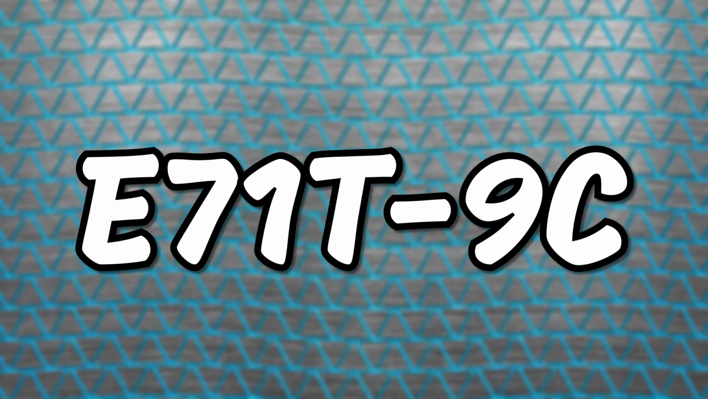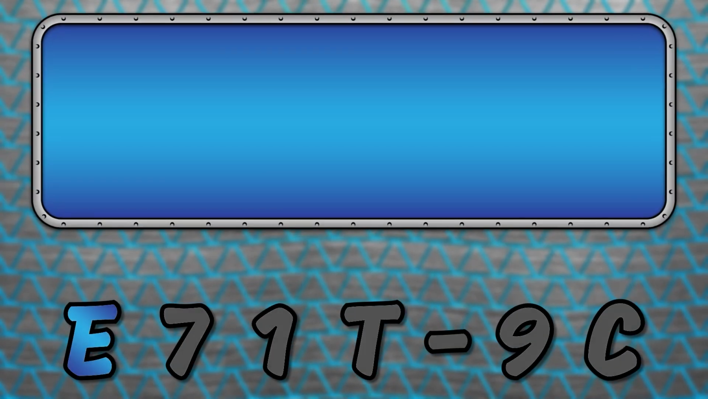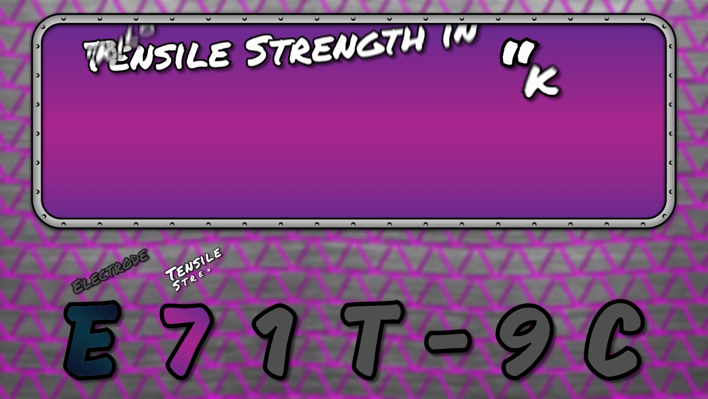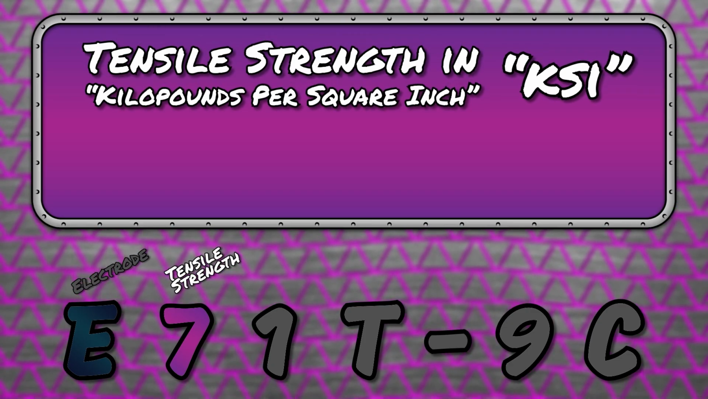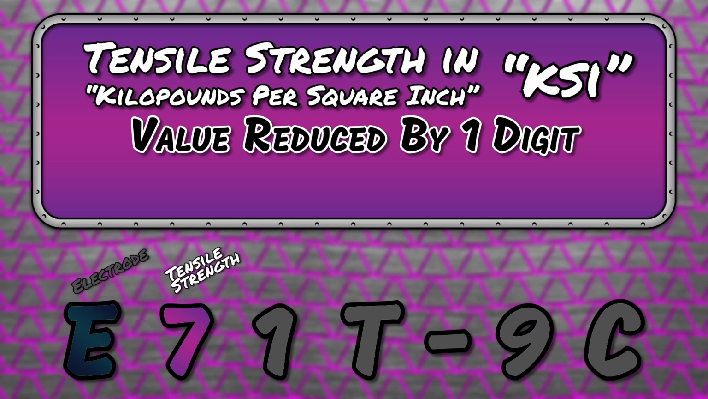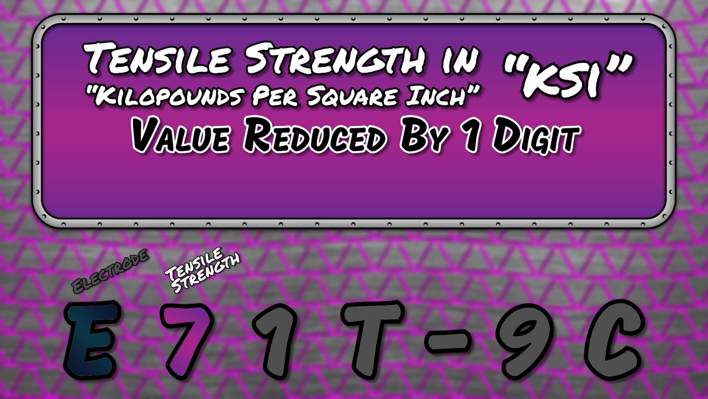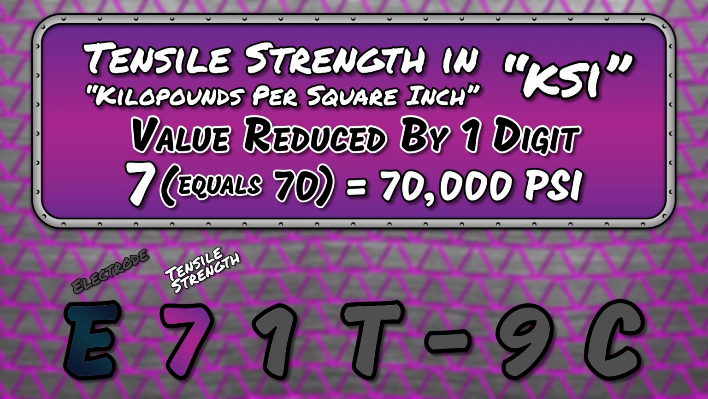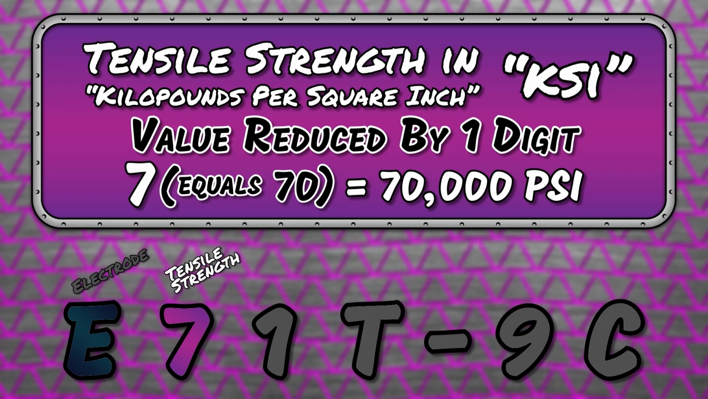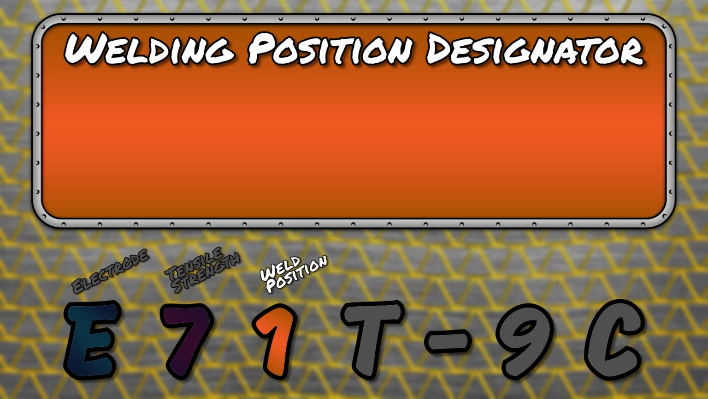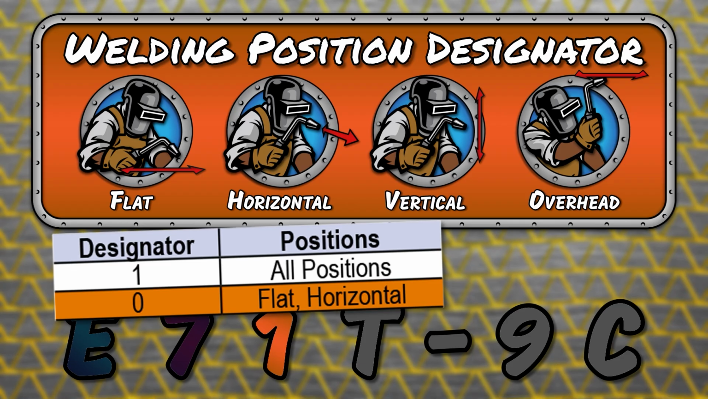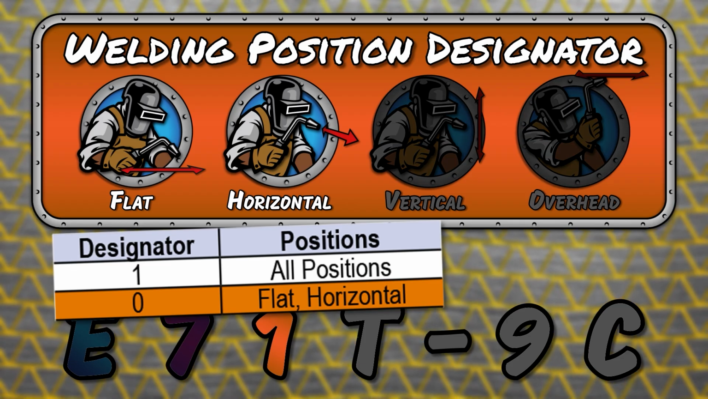Our first example code will be E71T-9C. E, as always, stands for electrode. 7 stands for tensile strength, just like before, but is reduced by 1 digit. So a 7 here is the same as 70 in the other classes, standing for 70,000 pounds per square inch. 1 stands for the welding position and can be either a 1, which means all positions, or a 0, which means only flat and horizontal welding.